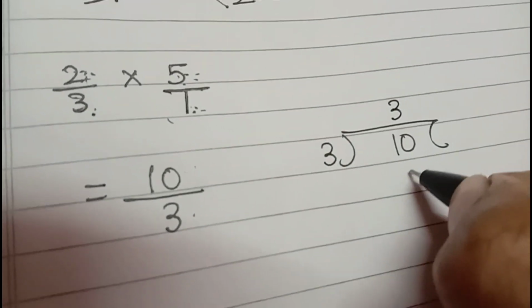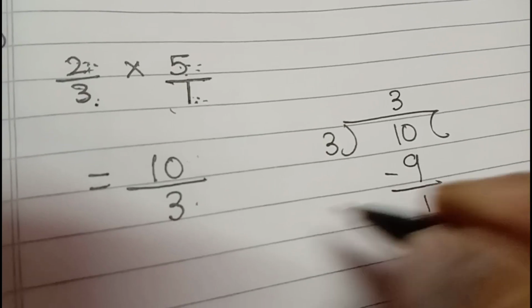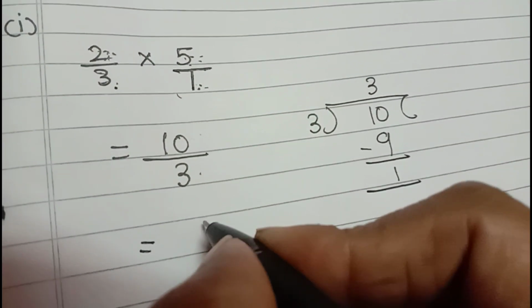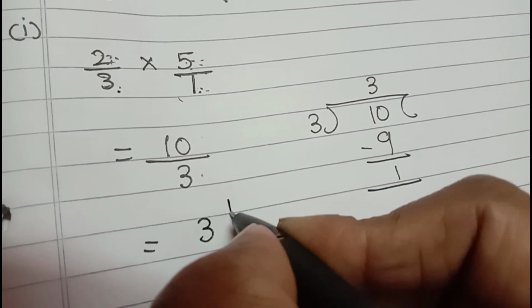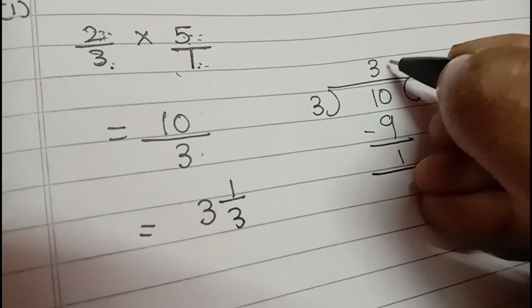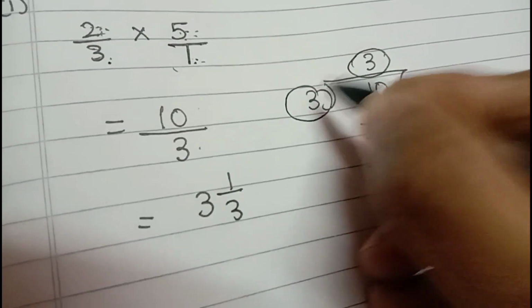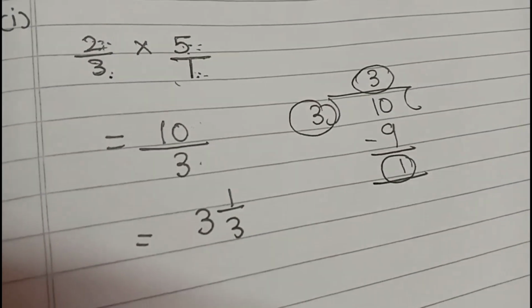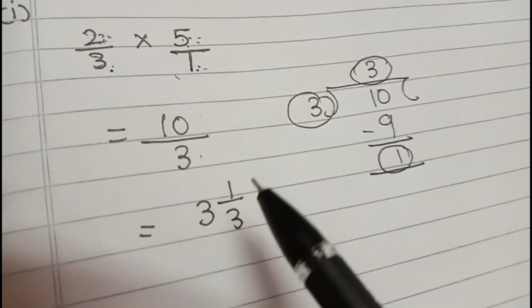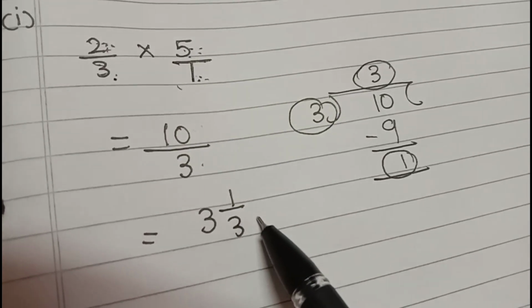So 3 3s are 9. We will write like this, 3 whole 1 by 3. Clear? This number goes in the whole number part, the remainder comes in the numerator and the denominator remains the same. So this way you will change an improper fraction to a mixed fraction. Clear? Now see this question.